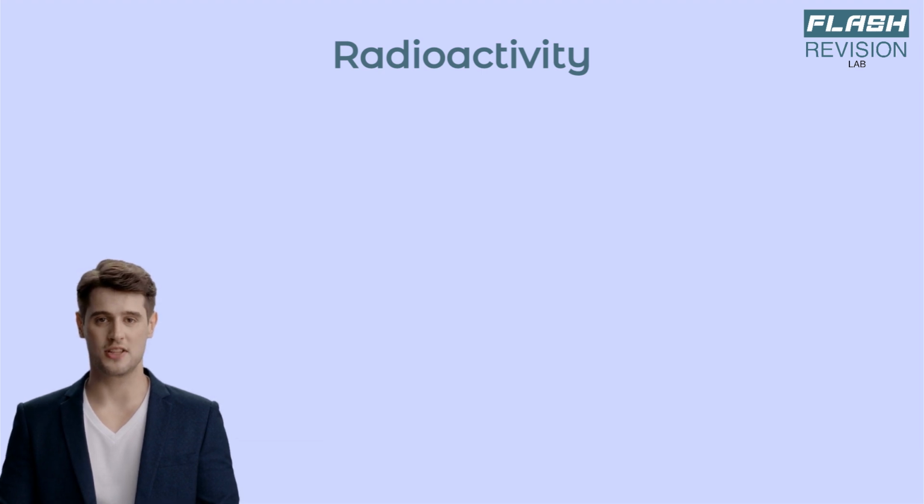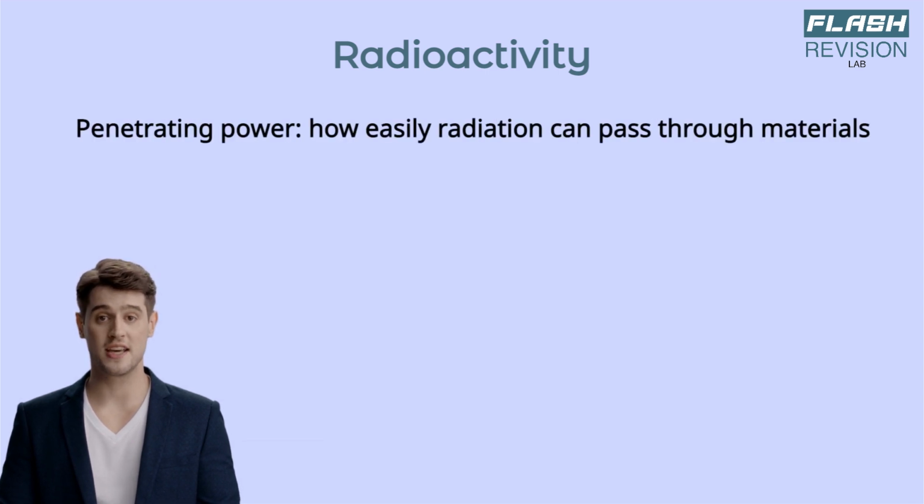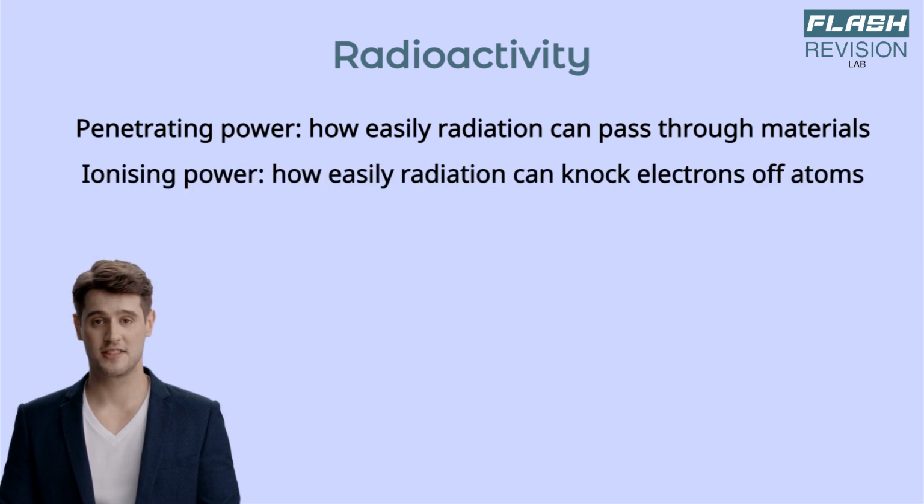Now, two important concepts to grasp are the terms penetrating power and ionizing power. Penetrating power refers to how easily radiation can pass through materials, while ionizing power is the ability of radiation to knock electrons off atoms, creating charged particles called ions. We can use these terms to describe the three main types of nuclear radiation released during radioactive decay. Let's break them down one by one.